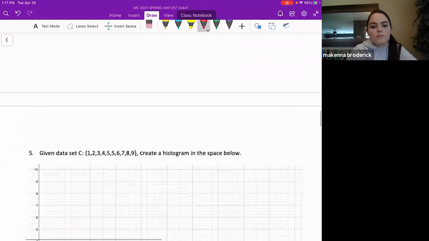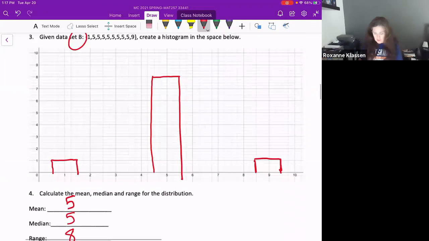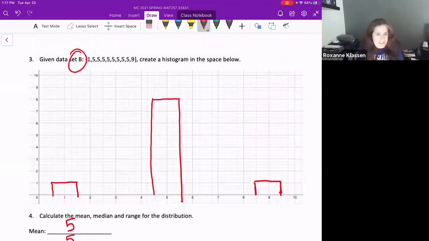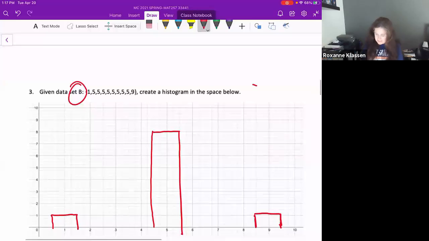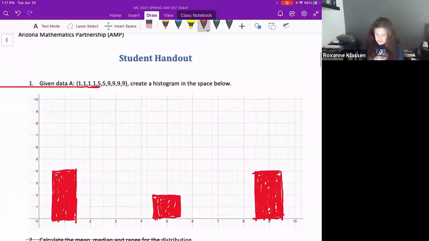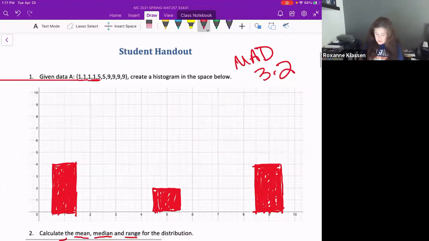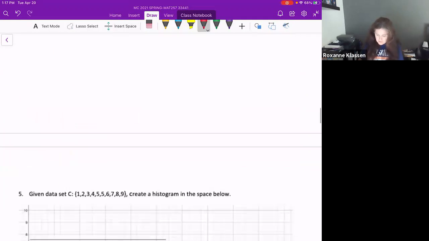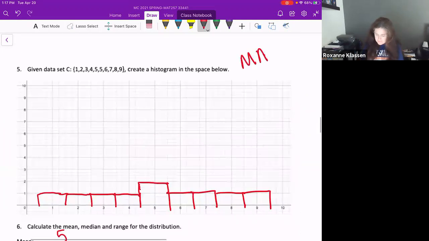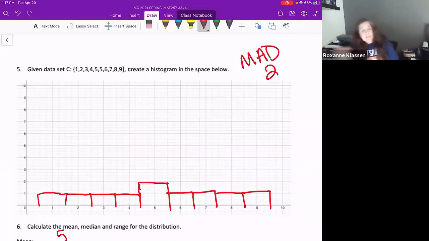It was data set B, right? And on data set B, wasn't that our smallest MAD? It was only 8/10, and you can write that back here to remind yourself. The MAD was 8/10 on this one. The MAD on this one was the biggest, right? It was 3 and 2/10. And then the MAD on data set C was kind of in the middle there, right? It was 2, so it was higher than 8/10 and lower than 3 and 2/10. Do you see how those two things are related?